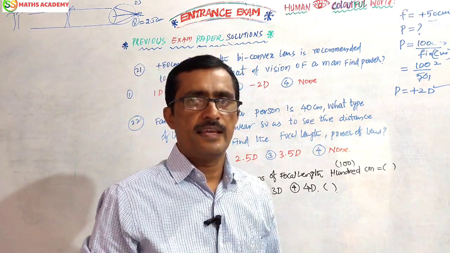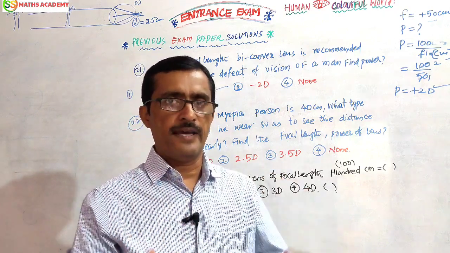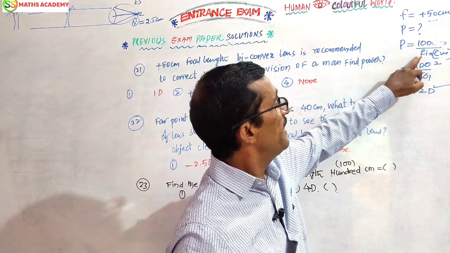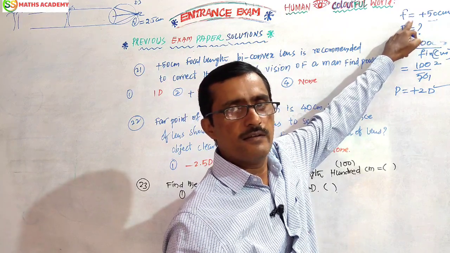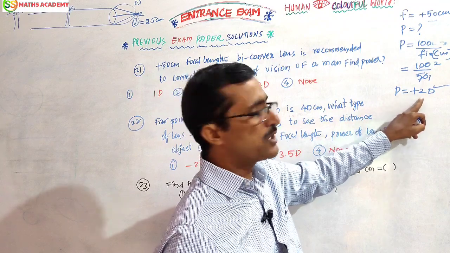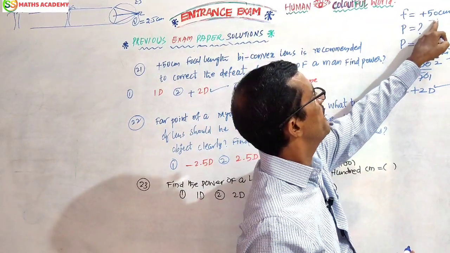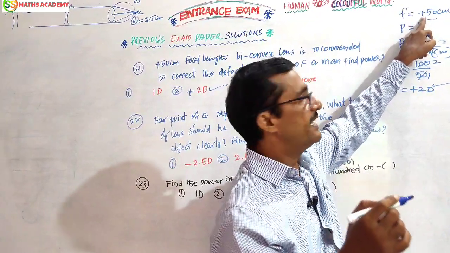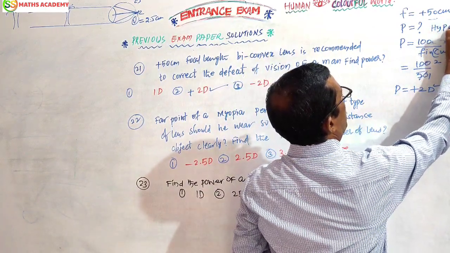Sometimes they give the focal length of the lens and ask for the power. So we have to find power P equal to 100 by f, if f is given in centimeters. So we have to use this formula. Okay? Right. So P equal to plus 2D. This is an important point. Suppose f equal to plus 50 cm, the focal length is given as plus. It indicates that you have to understand that it is called hypermetropia.